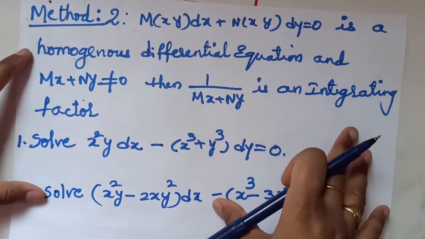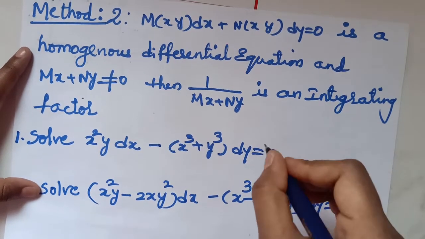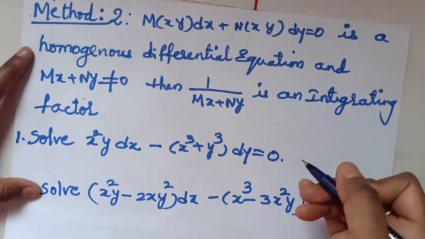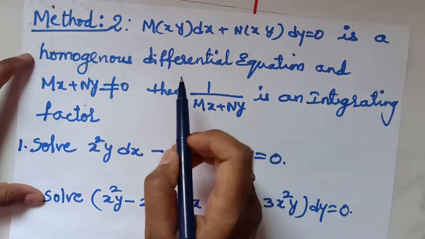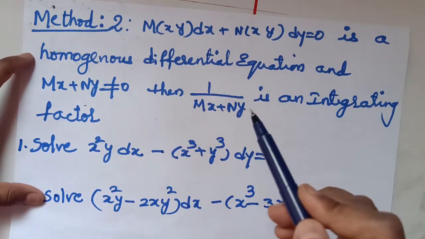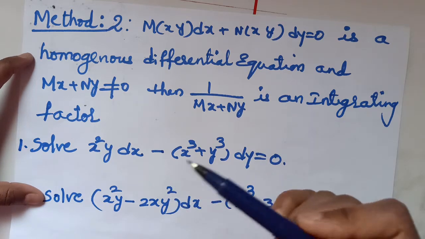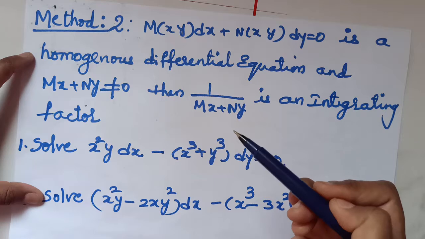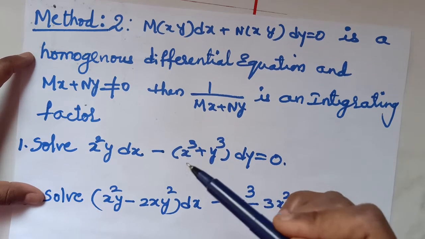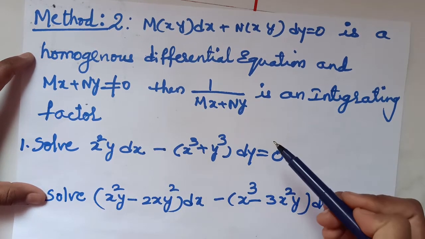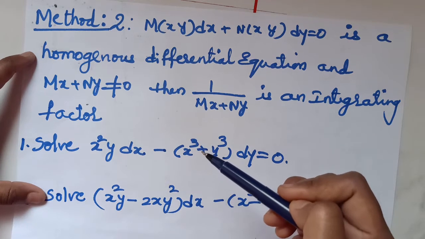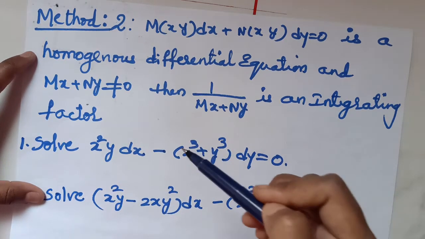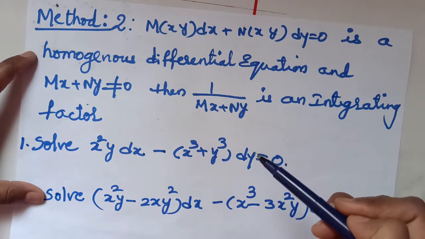Hello everyone. In this session, we'll discuss how to solve a differential equation which is in the form of M dx plus N dy is equal to 0, which is not exact. So we all know that when a given differential equation is in the form of M dx plus N dy is equal to 0, the necessary and sufficient condition to be exact is ∂M/∂y is equal to ∂N/∂x.